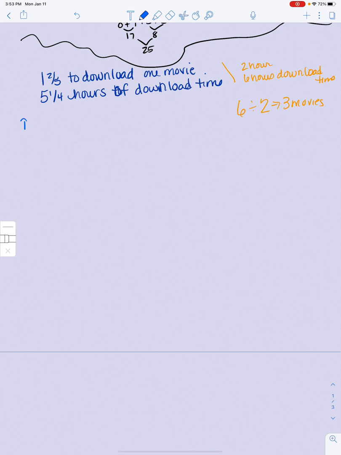So the first thing that it asks is, what are you being asked to find? We are finding the number of movies, of whole movies, or complete movies. What did they say? They said complete. So I'm going to write complete. Of complete movies downloaded.